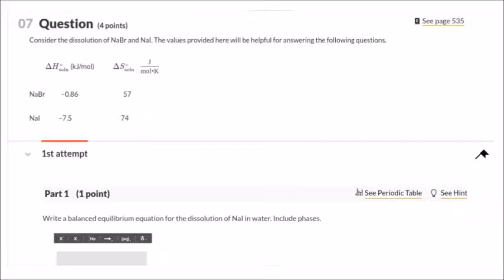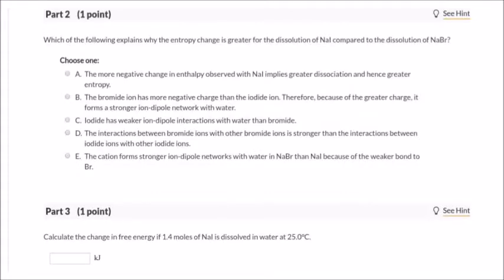Part 1 is to write a balanced equilibrium equation for the dissolution of NaI in water. Part 2 is a multiple choice question about why entropy change is greater for the dissolution of NaI compared to the dissolution of NaBr.